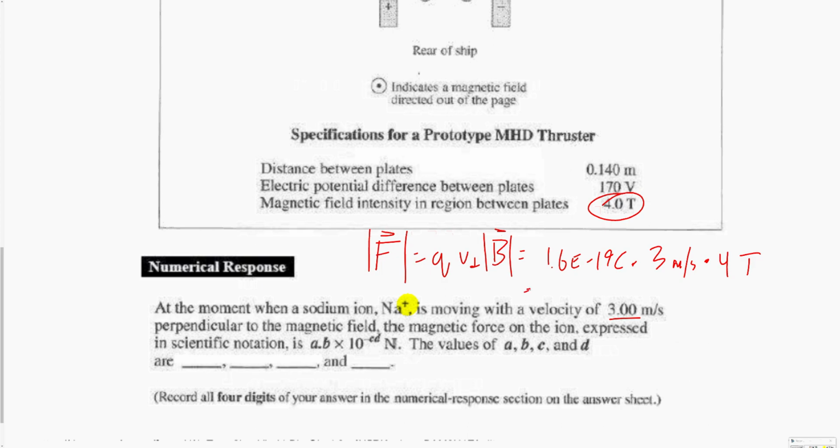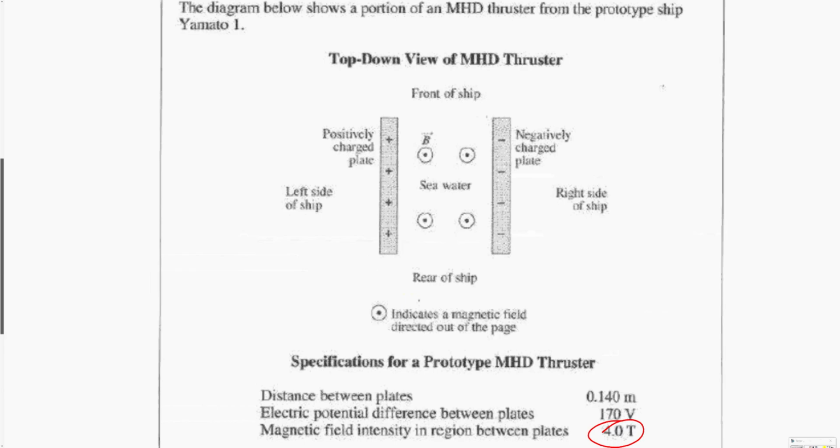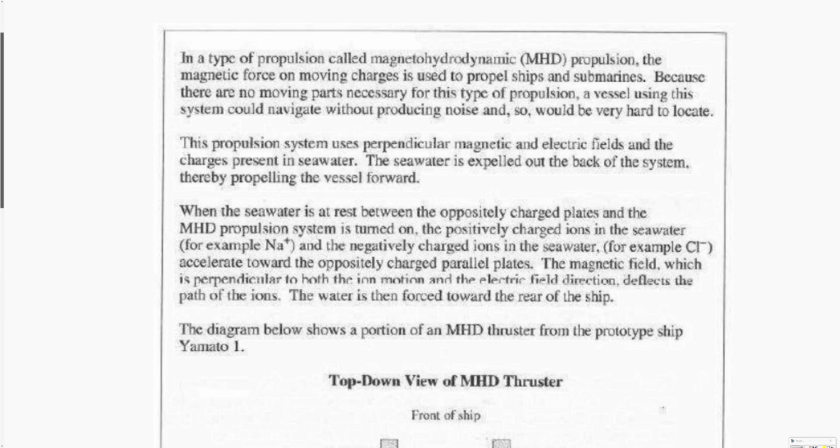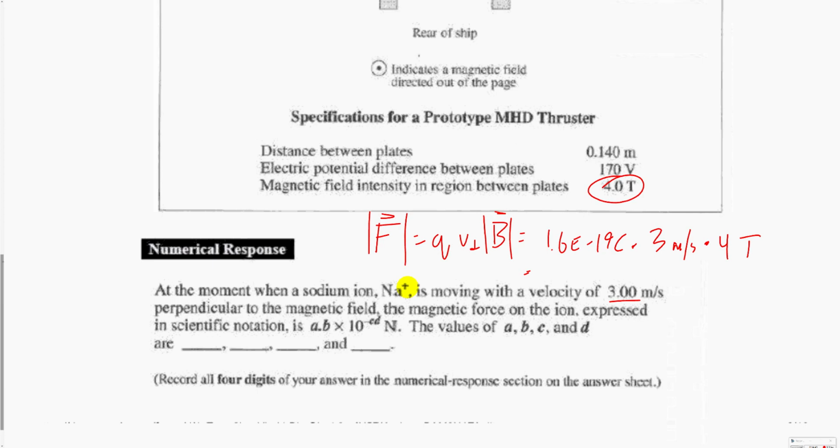All right, 1.6 times 3 times 4 is, numeric response number 3, is 1.9 times 10 to the negative 18 newtons.